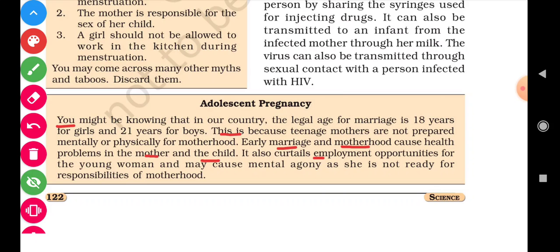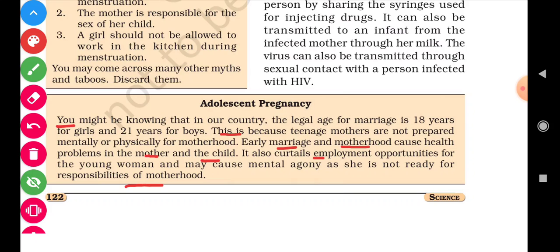It also curtails employment opportunities for young women and may cause mental agony as she is not ready for the responsibilities of motherhood. अब in the earlier stages, if the teenagers get pregnant, then curtail मतलब जो उनकी अपॉर्चुनिटी है, जो उनके पास अभी चांसेस हैं रोजगार के, उससे वो दूर रहती हैं क्योंकि during the pregnancy they are passing through a very crucial period.